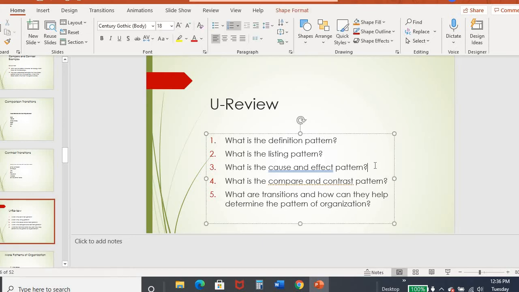Cause and effect is when they want to show a relationship between ideas. X happened, therefore Y is the result. So they're going to say things like because, as an effect, as a result, therefore, due to let you know that they're showing cause and effect.